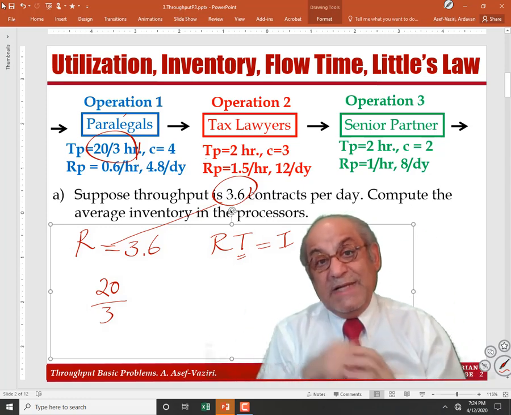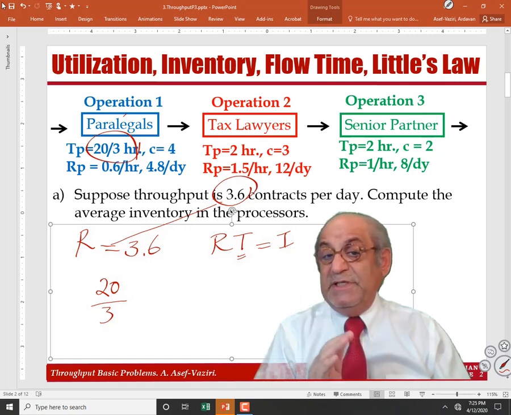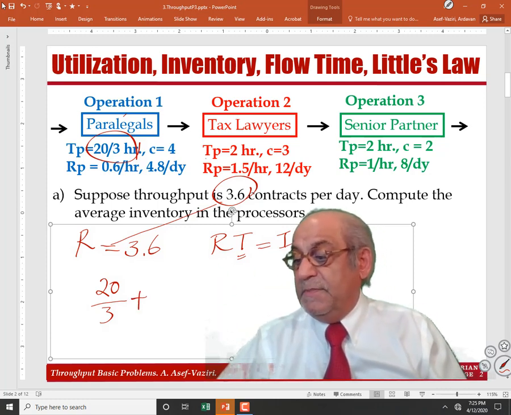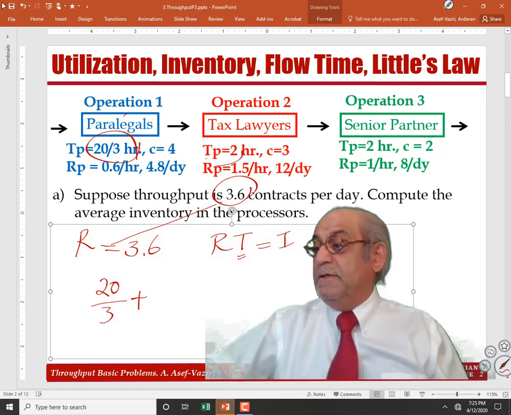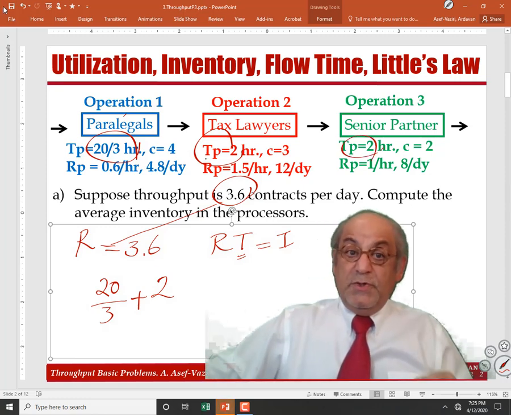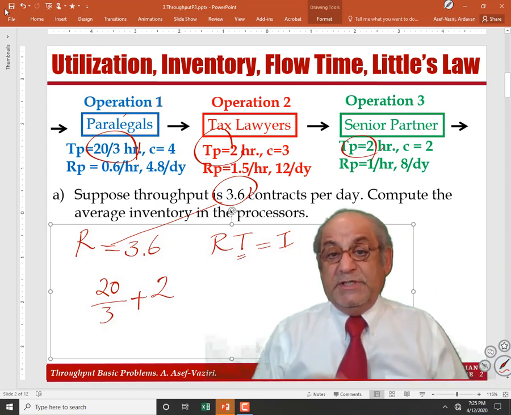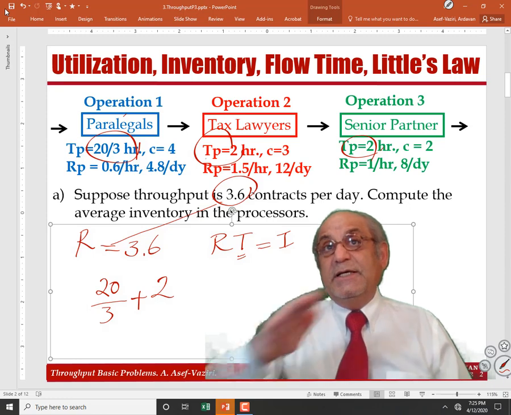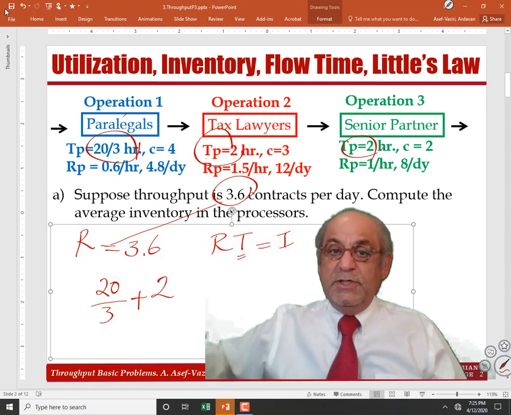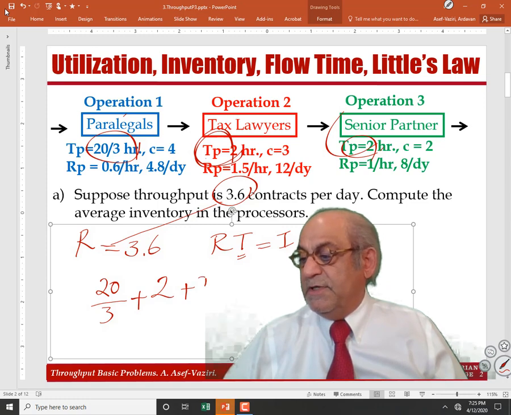6.666667 hours. That is the time that each and every flow unit spends with a processor. So I have 20 divided by 3. Here, 2 hours plus 2 hours. And here again, 2 hours. No matter if there are 1 resource unit or 100 resource units in each of those resource pools, each flow unit which comes in, each application which comes in, should spend 2 hours here and 2 hours here. So that is 2 plus 2.